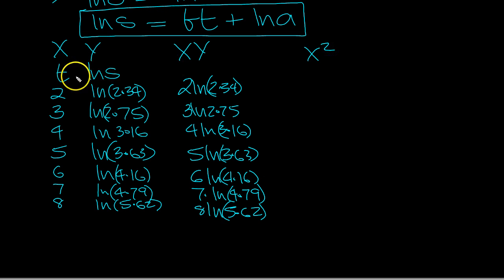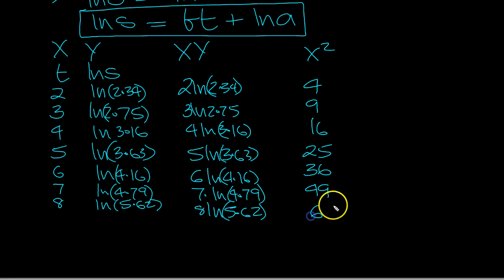We need that one. So let's do those. Okay, so 2 squared is 4, 9, 16, these are okay, 25, 36, this squared is 49, and 8 squared is 64. So now we need to work out the totals when we add them.